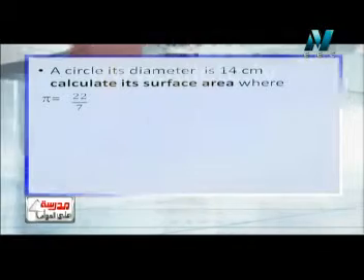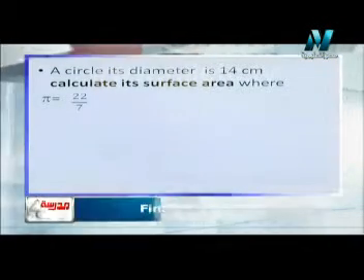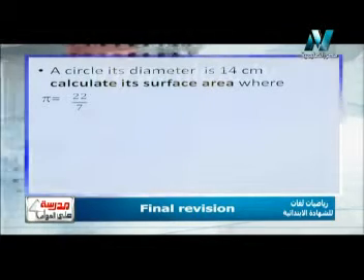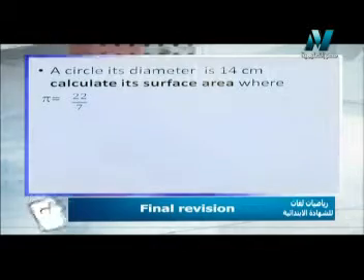A circle, its diameter is 14 centimeters. Calculate its surface area, whereby pi equals 22 over 7. This unit is unit 3, measuring and geometry.